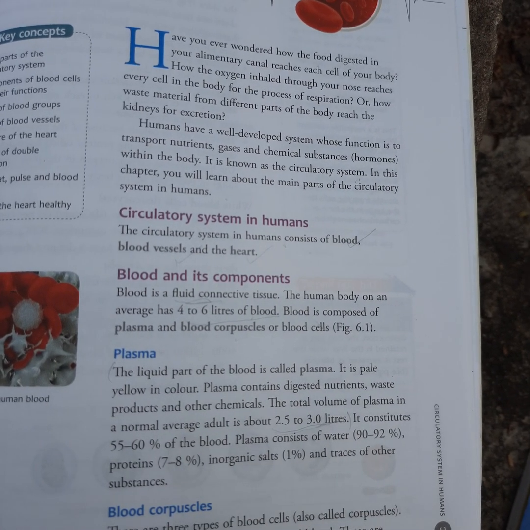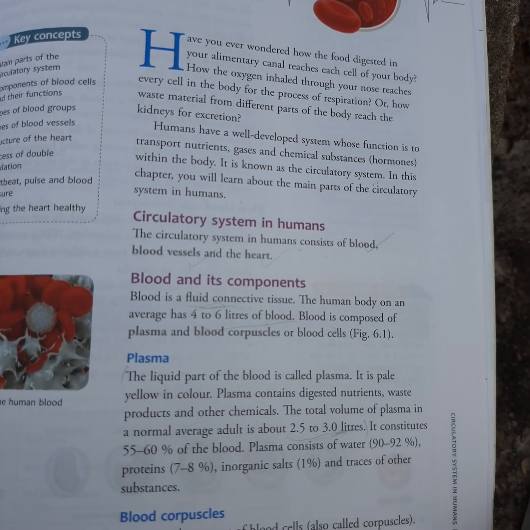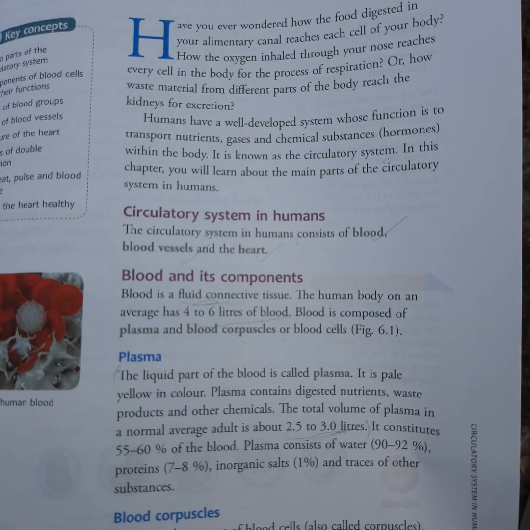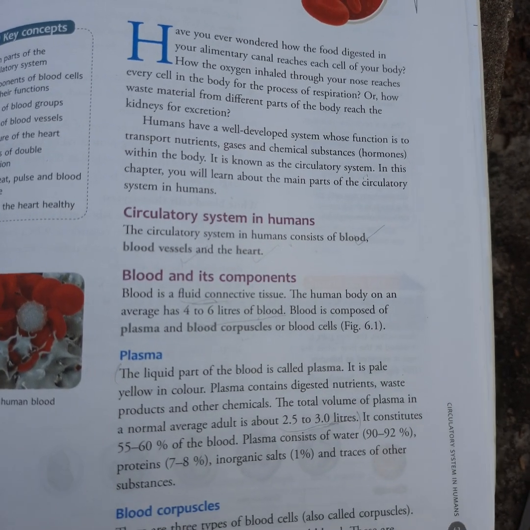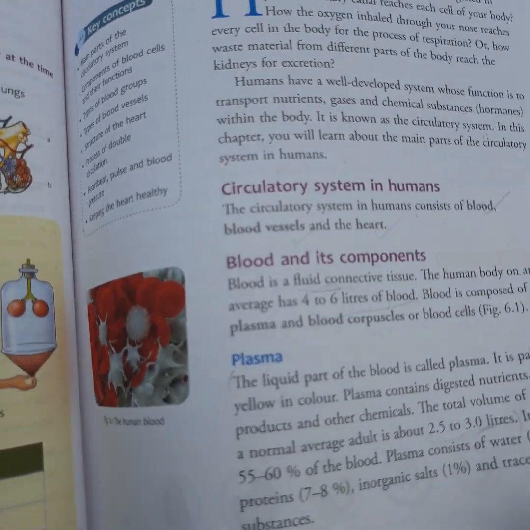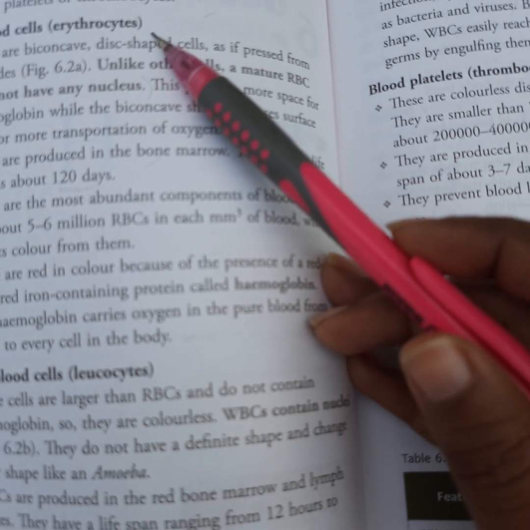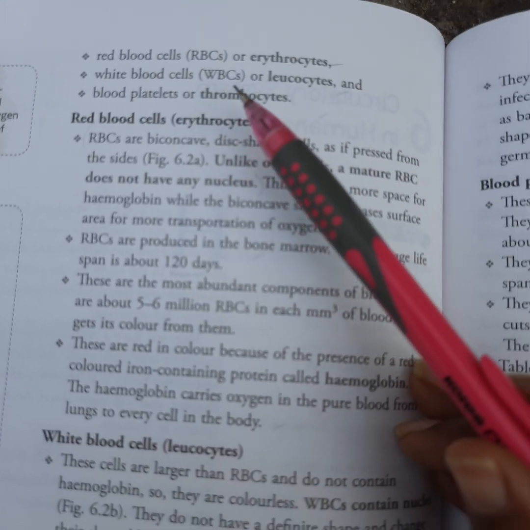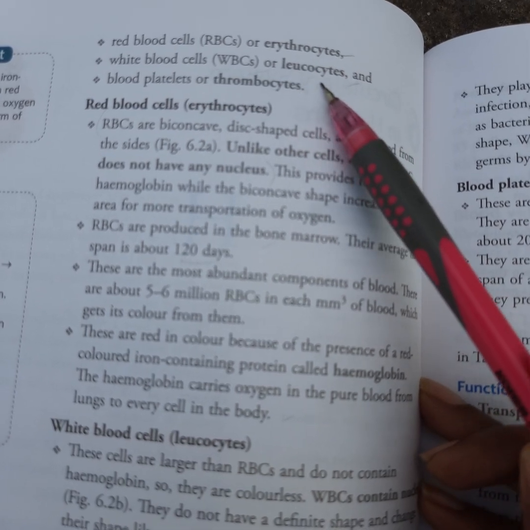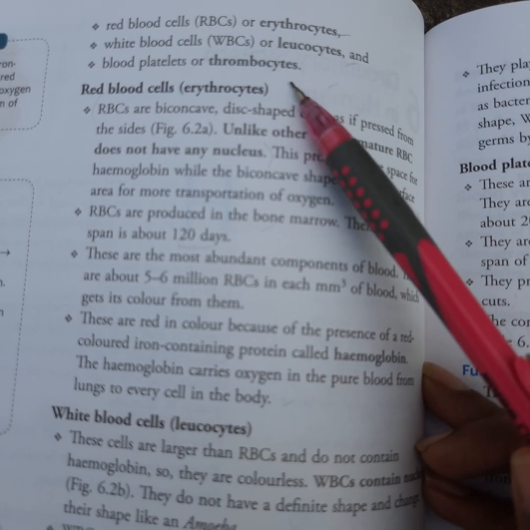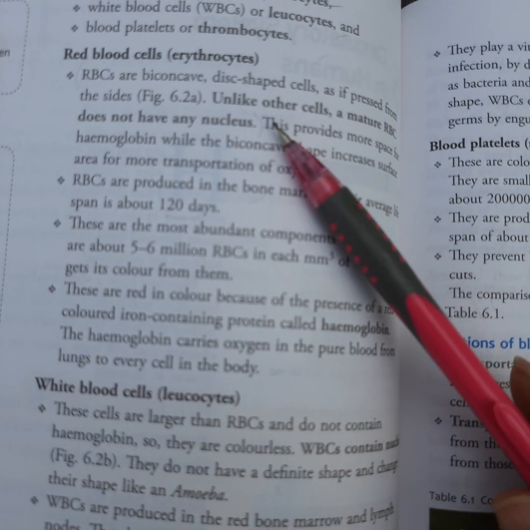Then blood corpuscles. Blood cells, which are also known as blood corpuscles, constitute about 40 to 45% of the total blood. These are RBC, WBC and blood platelets. RBC is known as red blood cells or erythrocytes, WBC as white blood cells or leukocytes, and blood platelets are known as thrombocytes. First, red blood cells, erythrocytes or RBC.